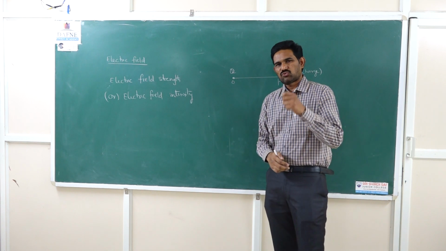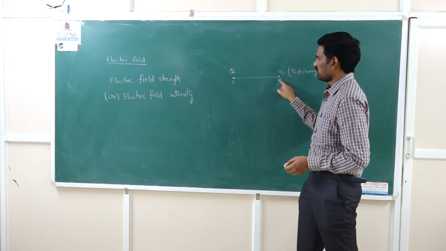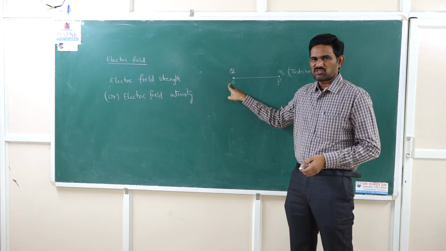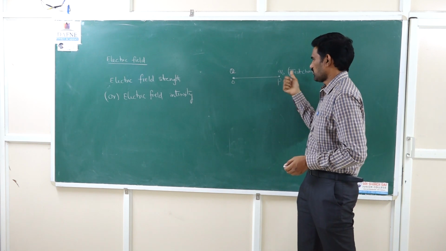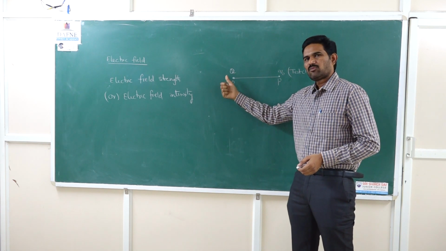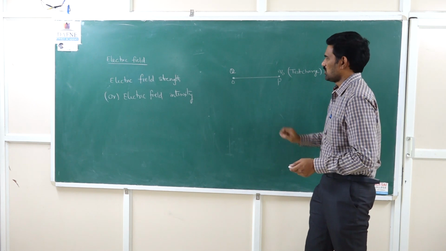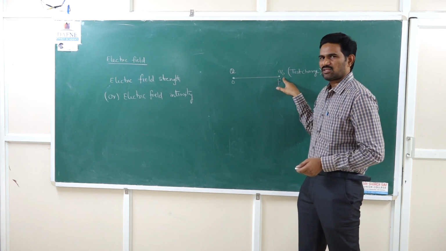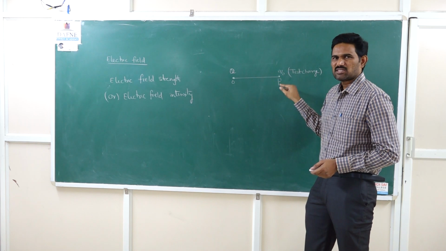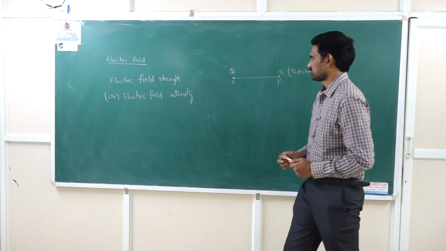So if you are taking a too small charge, it doesn't influence the field produced by this charge much, so that we can calculate the field produced by only this required charge here. The capital Q we can calculate here. So to define this electric field strength at this point P, we are placing a tester charge at that point.